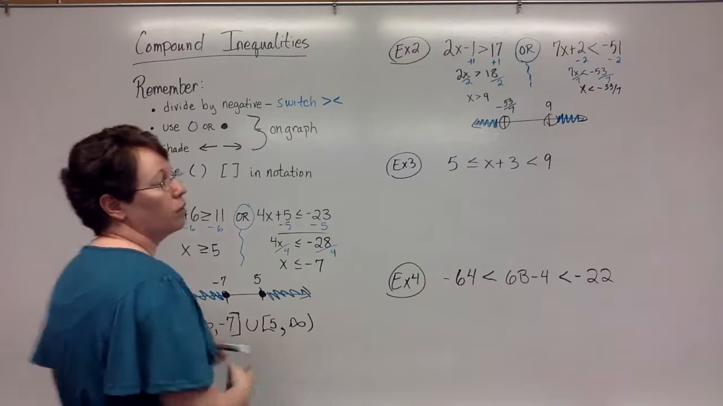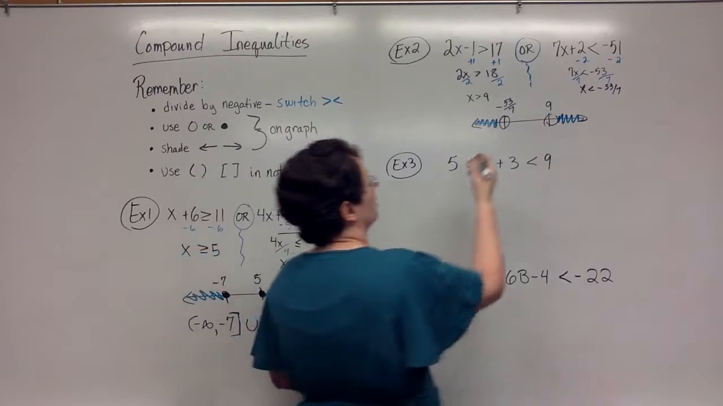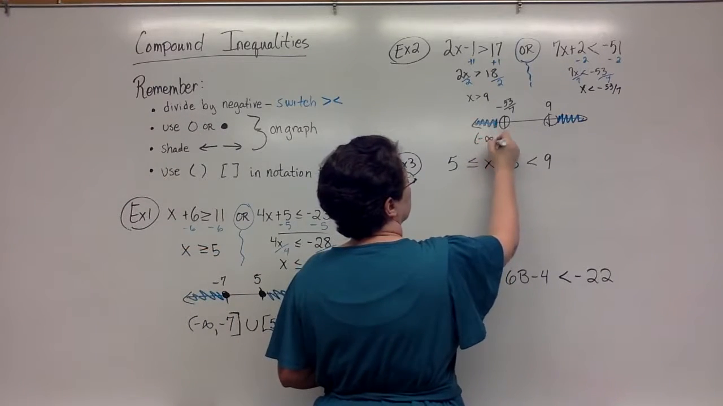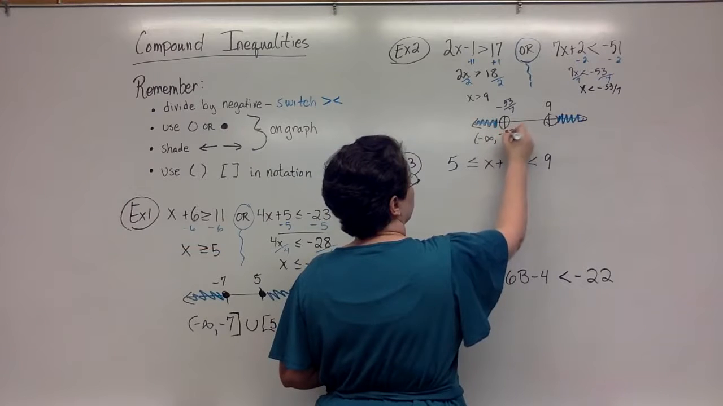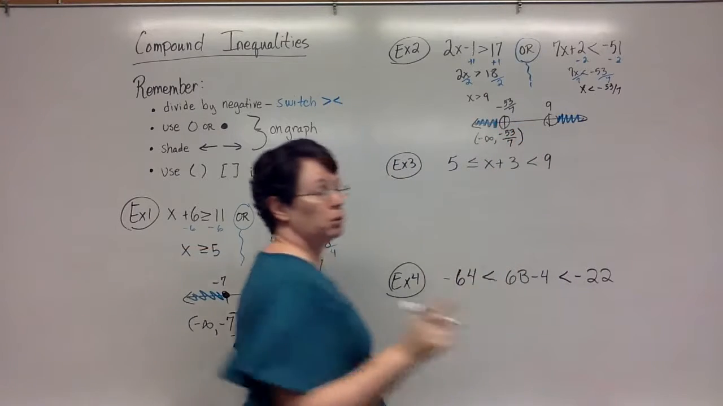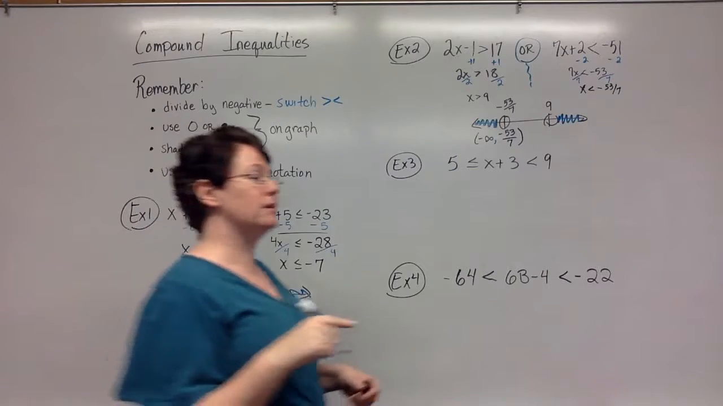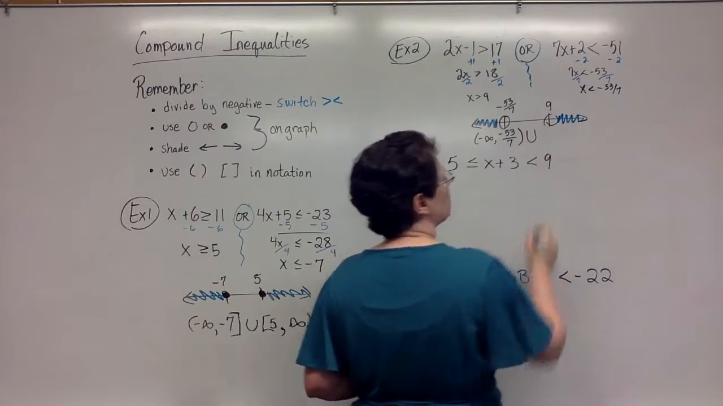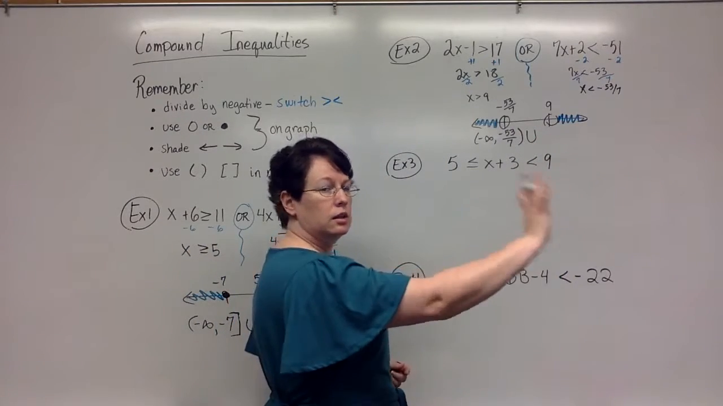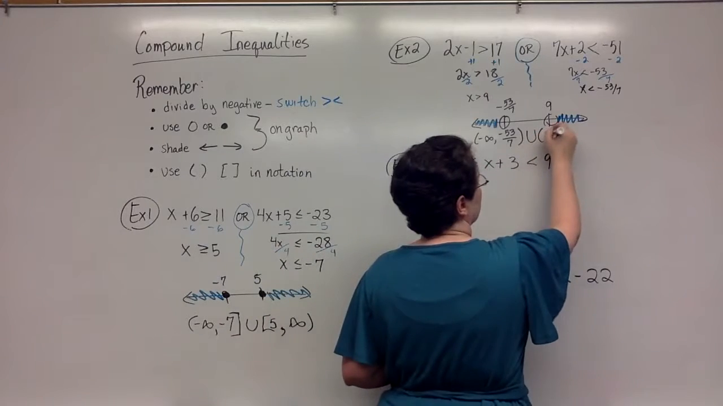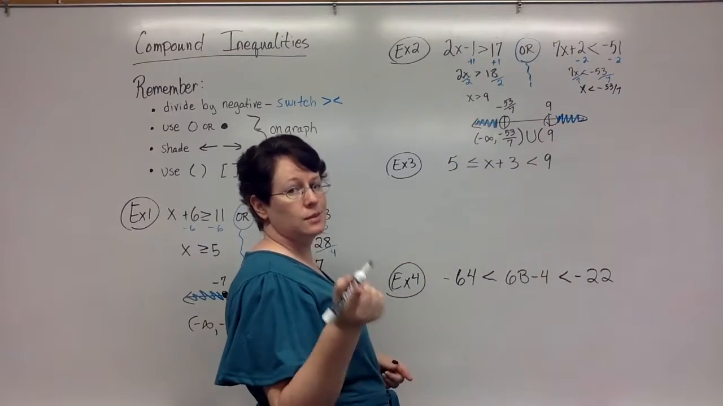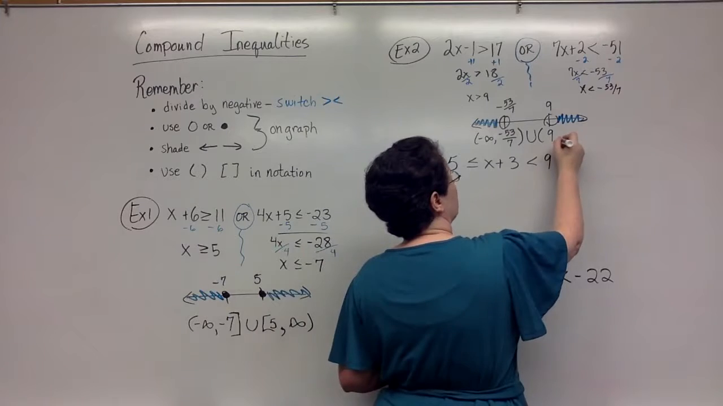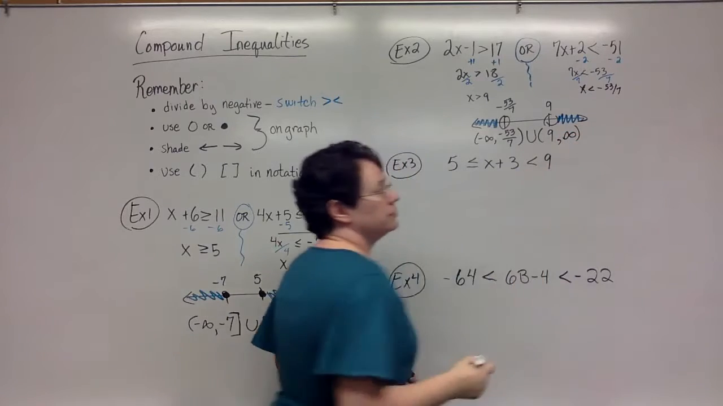Okay? So my interval notation, I'm going from negative infinity to negative 53 over 7. That's going to have a parenthesis because it's an open dot. I do my U shape, tunnel down underneath, come up at the 9, who also gets a parenthesis because it's an open dot. And now we're going to go to positive infinity.